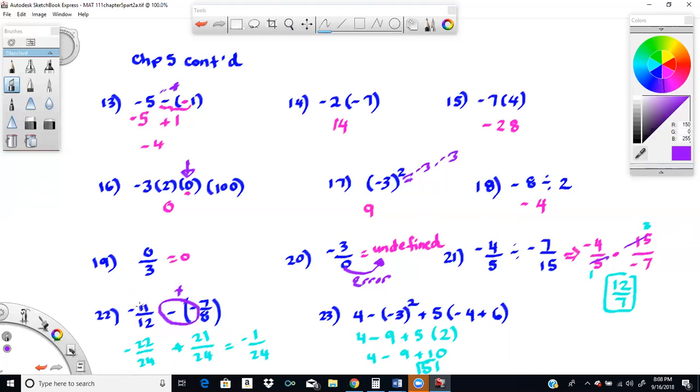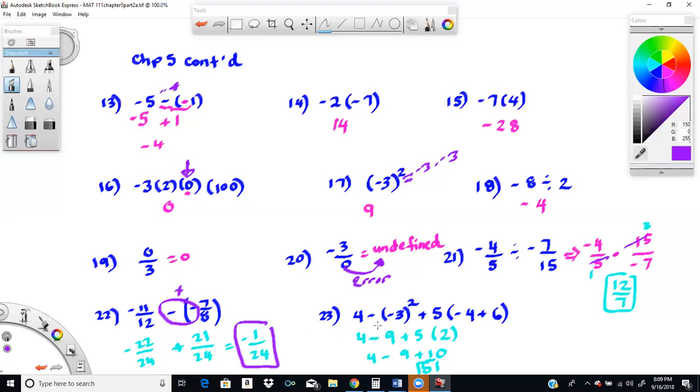Okay, and so -11/12 becomes -22/24. And then you have 7/8 becomes 21/24, because 8 goes in 24 3 times, and 3 times 7 is 21. So now you have equivalent fractions. -22 plus 21 is -1, so you get -1/24.